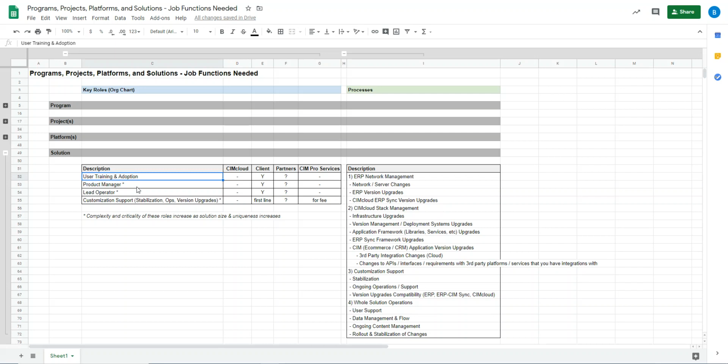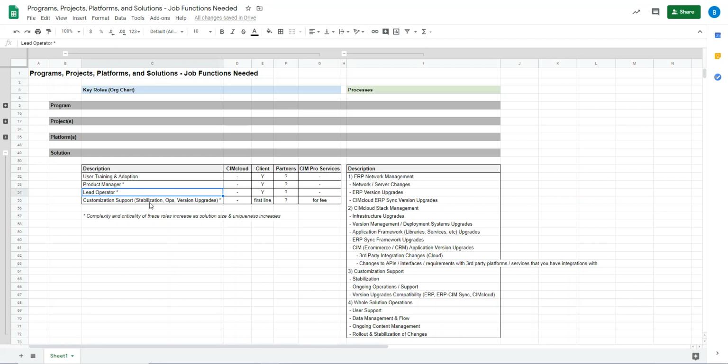And that may be a very small hat that is the same person as the program manager that's doing a few other things, that's making decisions if it's not a very unique solution, or it may be a full-time role if you have a really unique custom solution. And then a lead operator, this is a person that knows the ins and outs of the entire solution. That's the application plus the adaptations, the platform plus the adaptations and customizations, the whole sync framework and all the adaptations and customizations to the ERP framework.